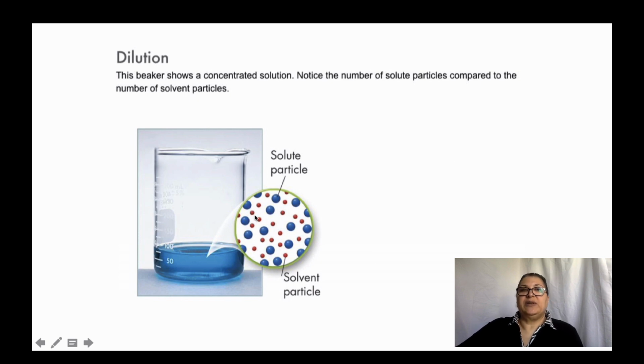Oh, there's one more formula. Let's say you have a concentrated solution, and you want to make a less concentrated solution, because sometimes we don't use the concentrated ones when we're doing the lab. So we take the concentrated one and then make it whatever required concentration. So this beaker shows the concentration of the solution. Notice that the amount of solute is almost equal to the solvent. Very probably proportional to the water it's dissolved in.